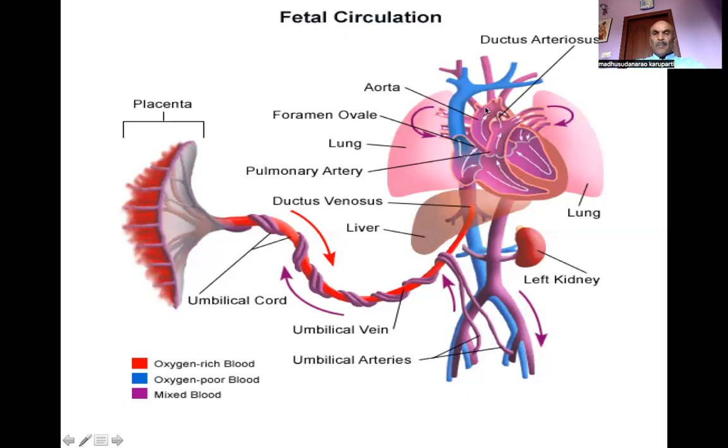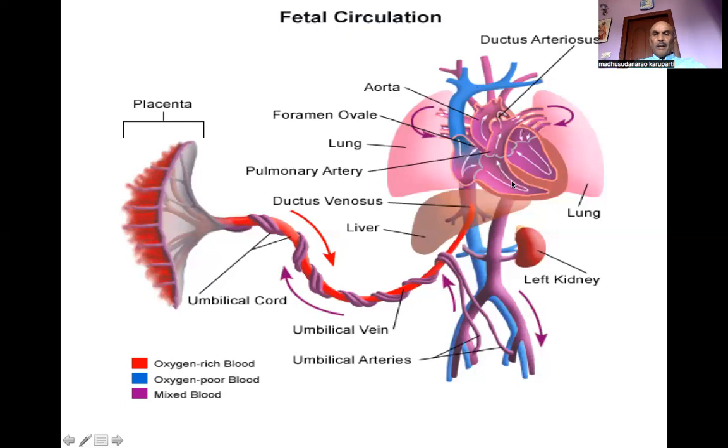From the aorta, the brain, head and neck, and the upper extremities receive the better oxygenated blood from the great vessels that arise from the arch of the aorta. Then the superior vena cava drains the head and neck and the upper extremities, and the deoxygenated blood is emptied into the right atrium, which flows through the tricuspid valve into the right ventricle.